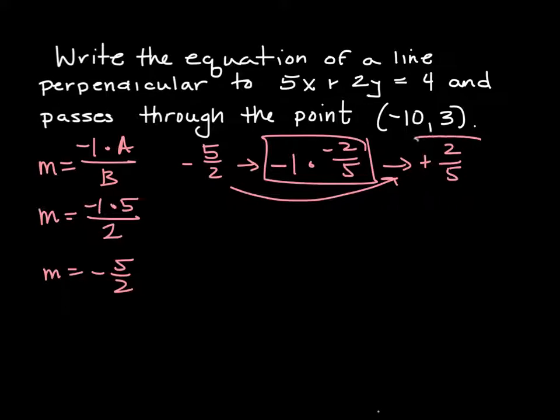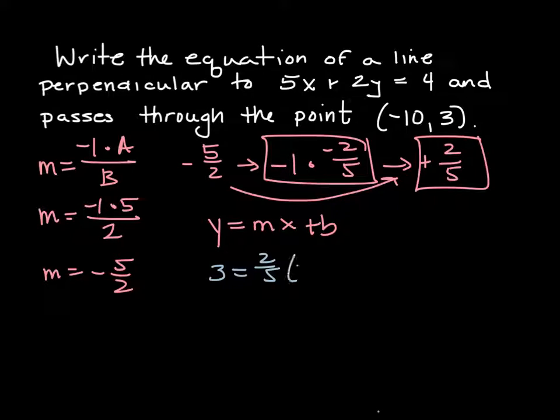Now that I have my new perpendicular slope, I can write the equation of my line. The one that I use is y equals mx plus b. If you like y minus y1 equals m times x minus x1, go ahead and use that if you want. So anyway, y equals mx plus b. Here we go. I'm going to substitute in my coordinate pair. So 3 equals, and my m is 2/5. My x was a 10. Plus b, the thing I don't know.